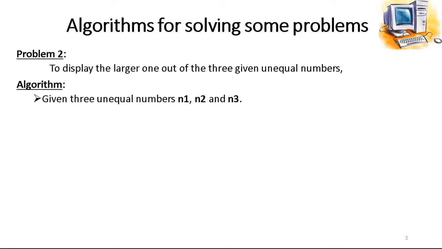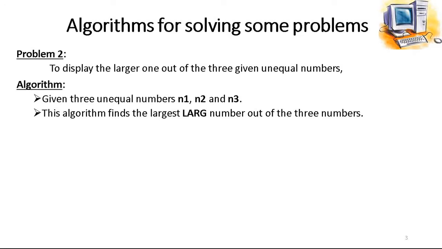So here first we have to decide the variables for those 3 numbers, that is n1, n2 and n3, that will represent the 3 unequal numbers given as an input. This algorithm finds the largest, and for that reason we have decided the variable LARG, the large number out of 3 numbers. So whatever the largest number is, that will be stored inside the variable LARG.